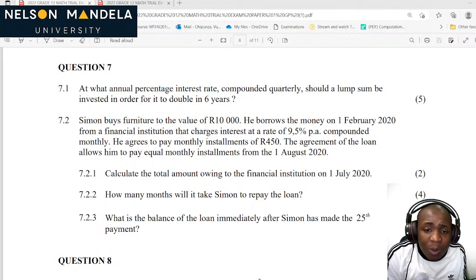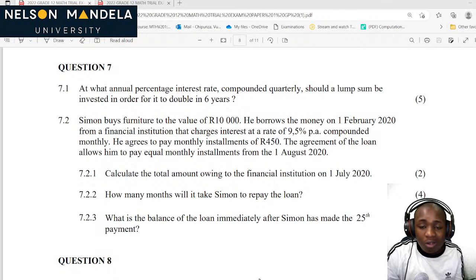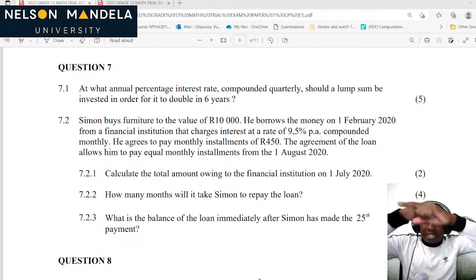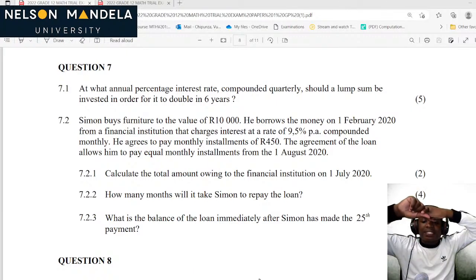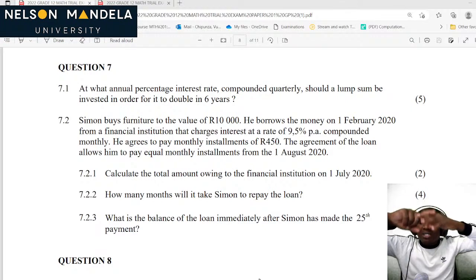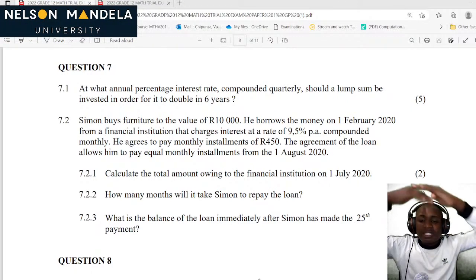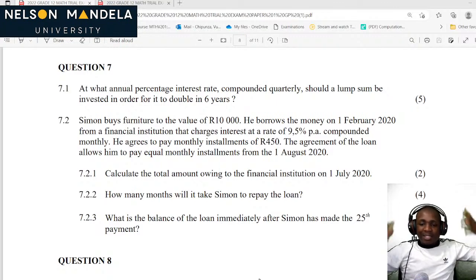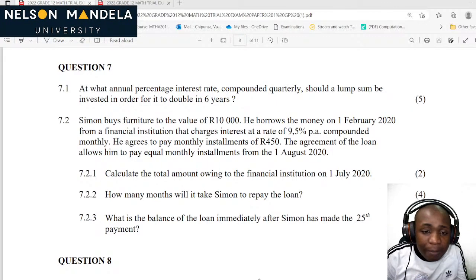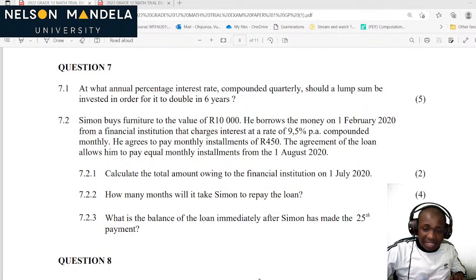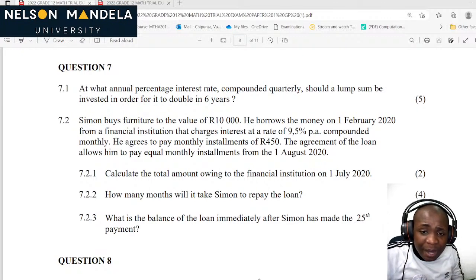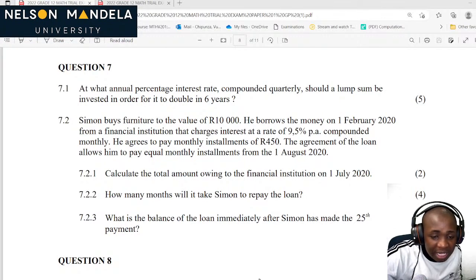Okay. Now, at what annual percentage interest rate compounded quarterly? Underline that part. Compounded quarterly, which means it's dividing by 4. So we have the terminology of semi-yearly, annually, quarterly, and stuff like that. When it's a quarter, it means it's a quarter of the total number of months in a year. Should a lump sum be invested in order for it to double in 6 years? It's 6 marks. Let's do this. How many minutes? 3 minutes. Let me show you how you can do that in 3 minutes.